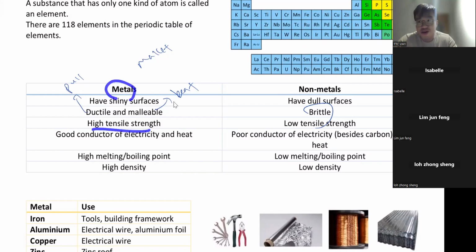High tensile strength. Metals are very strong. Non-metals are very weak, right? If you don't want to write high tensile strength, you can just say strong. This one just say weak. That's why we use metals for cars, because they need to be strong. Okay, good conductor of electricity and heat. Metals can all conduct electricity and heat.